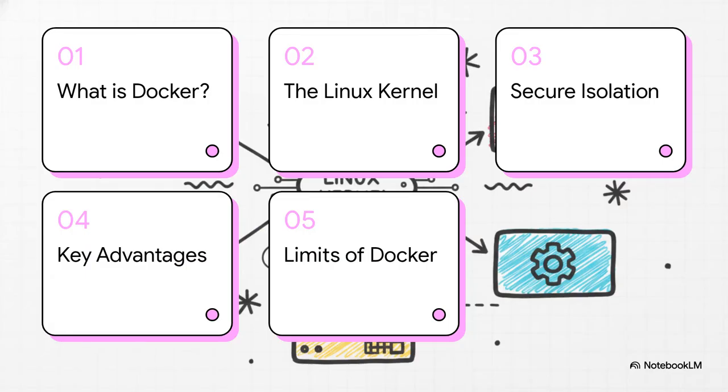So here's what we've got on tap. We'll kick things off with what Docker actually is. Then we'll reveal its secret weapon, the Linux kernel. From there, we'll get into the nitty-gritty of how it pulls off secure isolation. After that, we'll cover the key advantages and wrap up by talking about where Docker hits its limits.